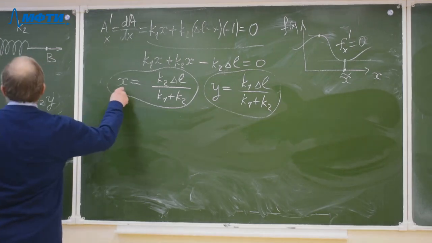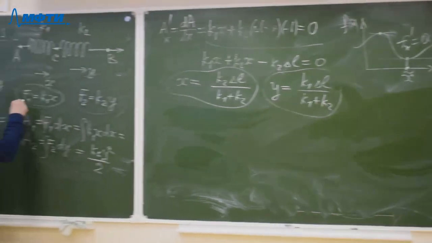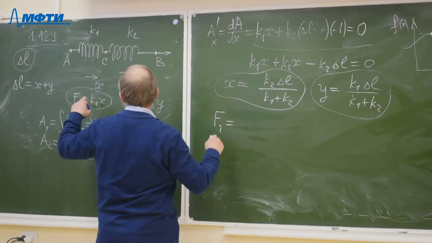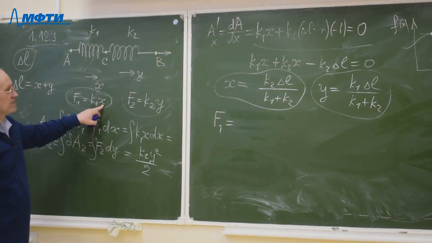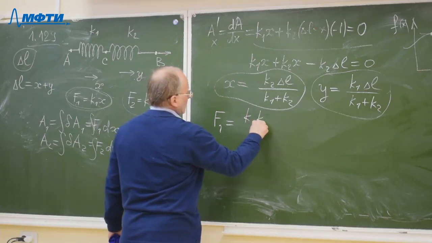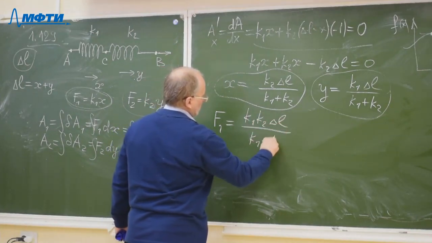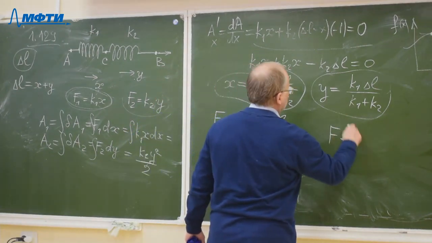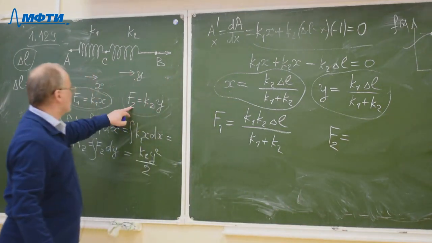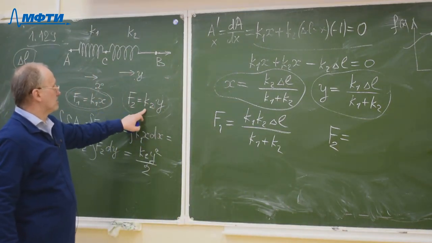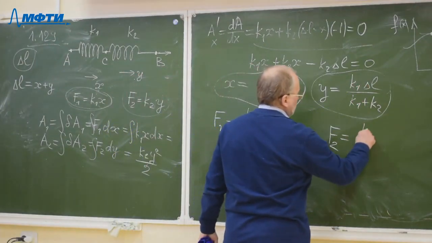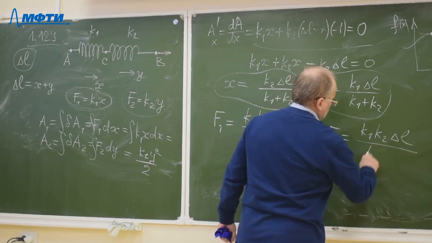If we know the extension of the first spring, we can easily find the force needed to apply to the first spring. The force F1 applied to the first spring will be given by this formula, coefficient of stiffness times x. X is known, we have found it. So multiply this formula by k1, and we find k1 k2 delta L divided by k1 plus k2. Also, we can find the force required to elongate the second spring. In order to find F2, the force applied to the second spring, we have to multiply y by k2, the stiffness coefficient of the second spring. So if we multiply this expression by k2, we obtain k1 k2 delta L divided by k1 plus k2.